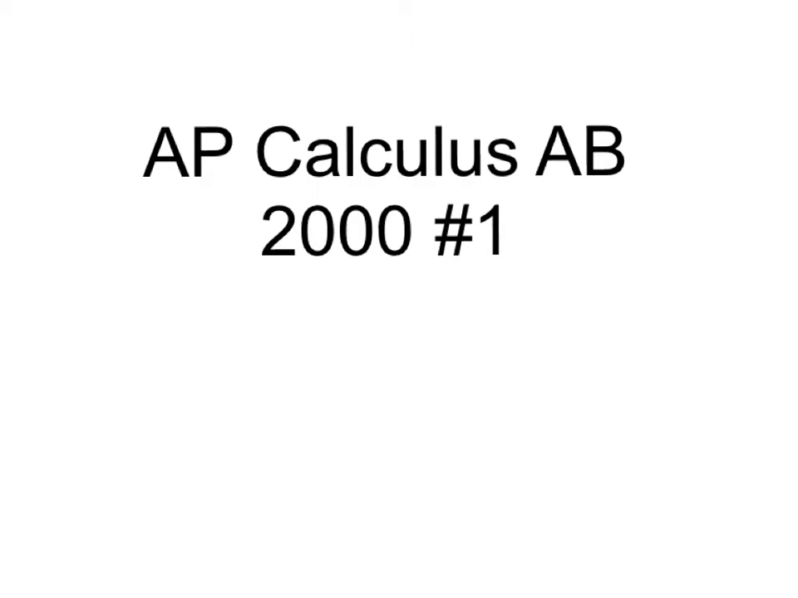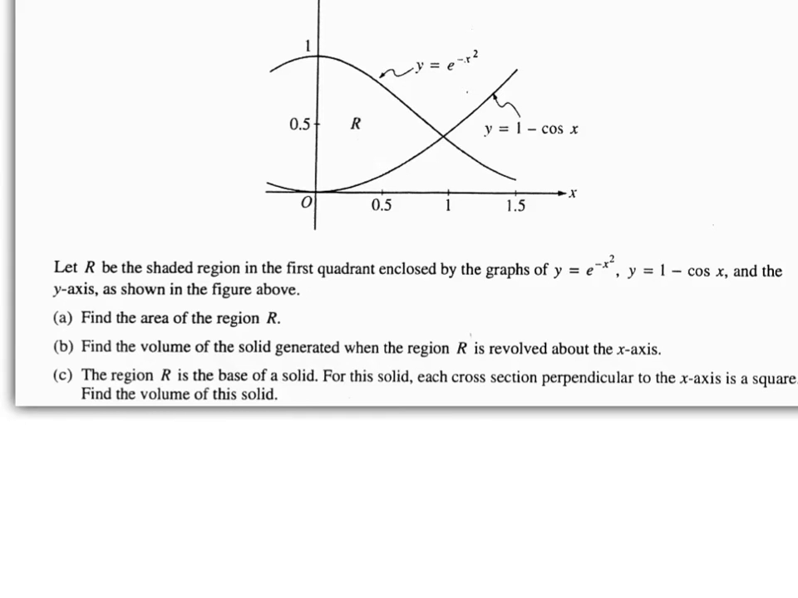This is question number 1 from the 2000 AP Calculus AB exam. Okay, so for part A, we need to find the area of this region R. They're restricting us to the first quadrant so that we know our limits would be 0 and then up to something close to 1, but they don't tell us explicitly that these two graphs intersect at x equals 1. So we're going to have to solve an equation here.